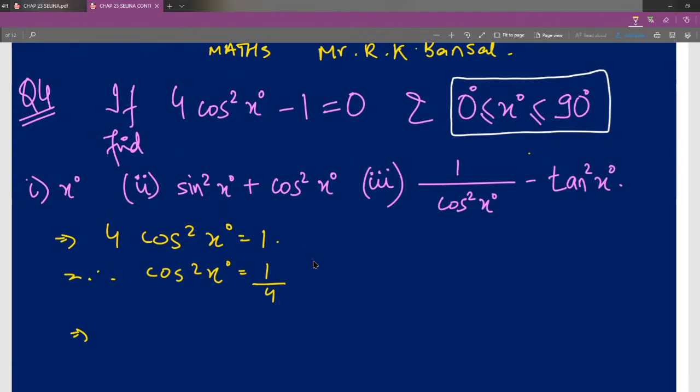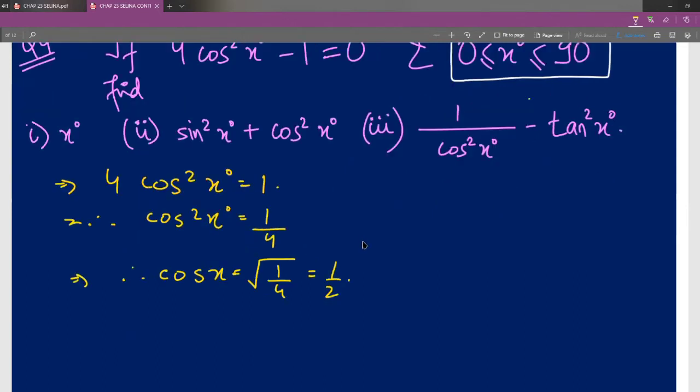So the square that is present in the LHS will go to the RHS and become root. So therefore, cos x is equal to root of 1 upon 4, which will be equal to 1 upon 2. Therefore, cos x is equal to 1 upon 2. And we need an angle whose cos will be 1 upon 2. So therefore that angle will be 60 degree. So x degree will be equal to 60 degree.